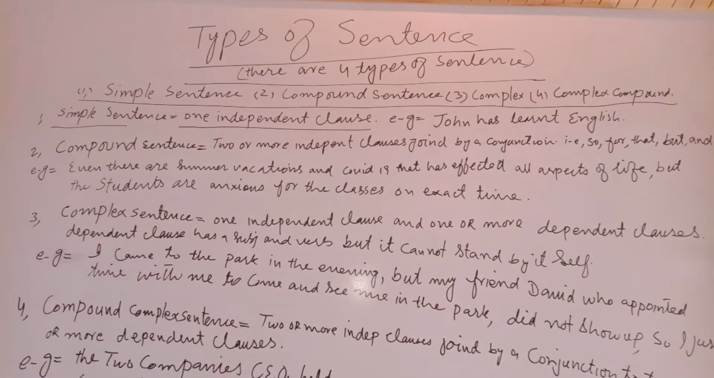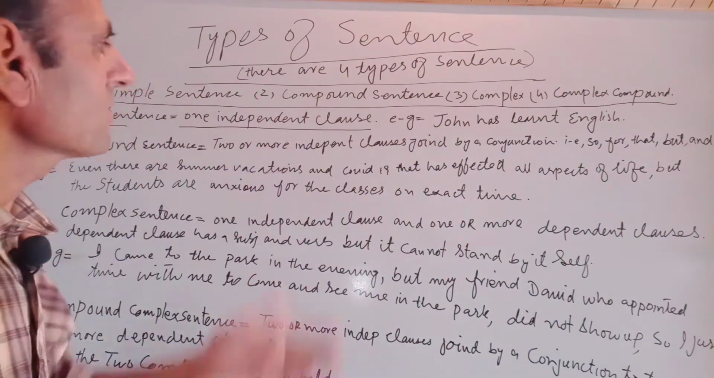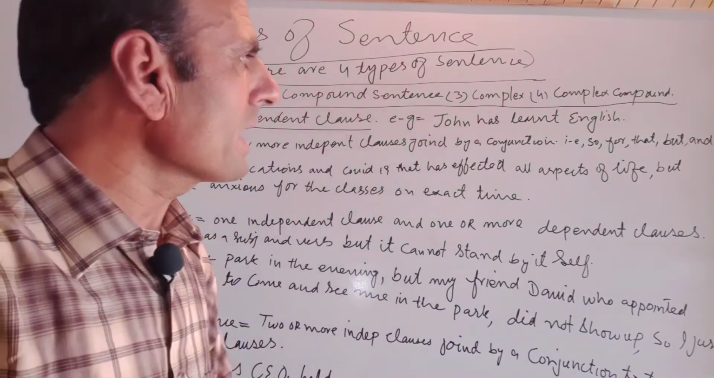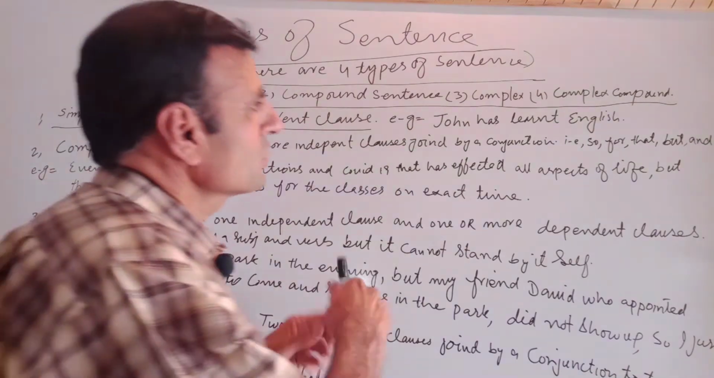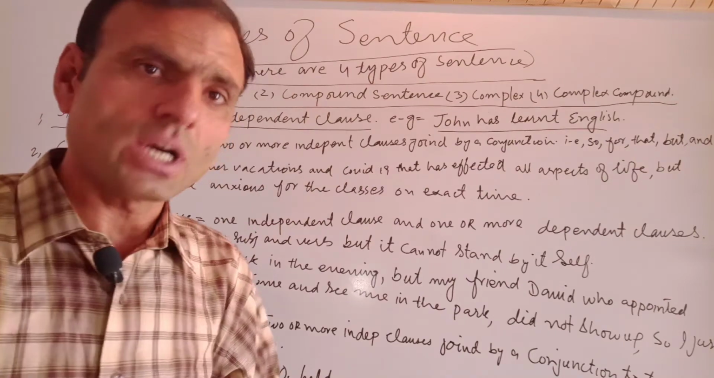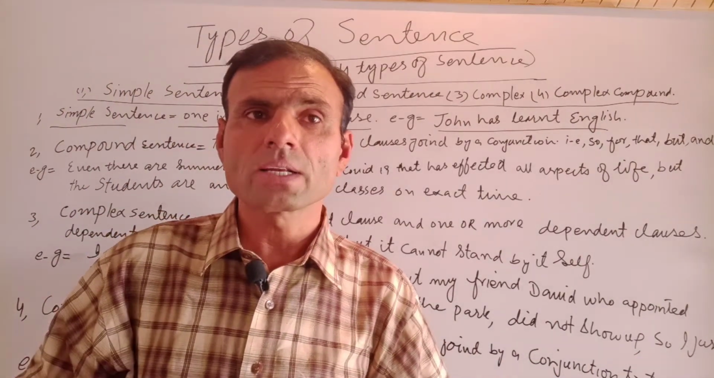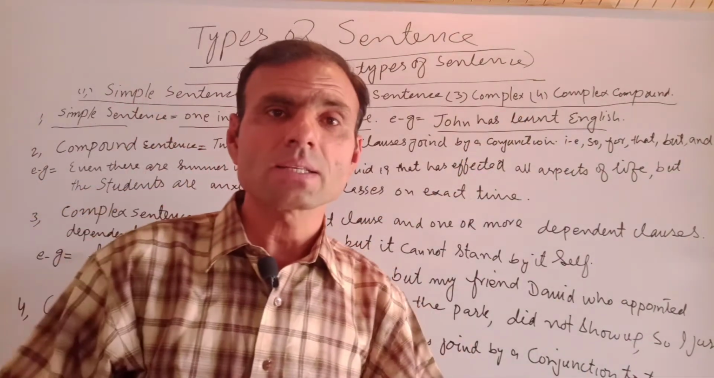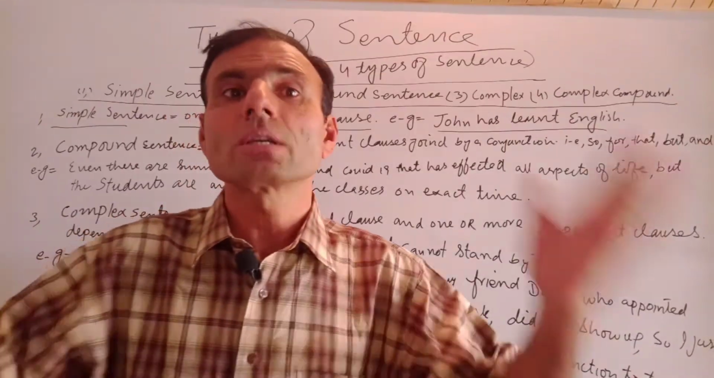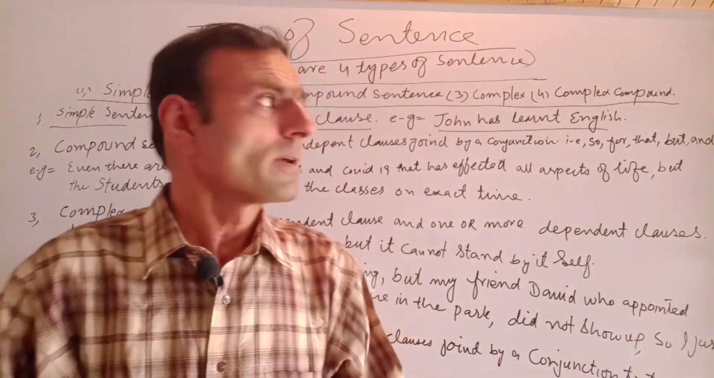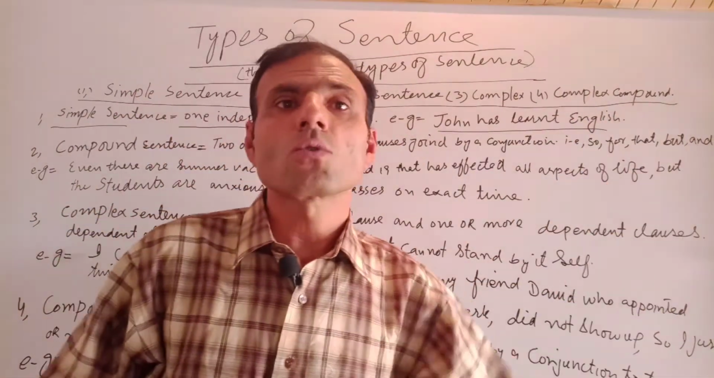A simple sentence has one independent clause, which gives us a complete and clear idea. For example, John has learned English. John has done some job. What is that? That's learning English. This is a complete independent clause. If we tell someone that John has learned English, he will understand that John has finished learning it. But we can add more and more information as well.